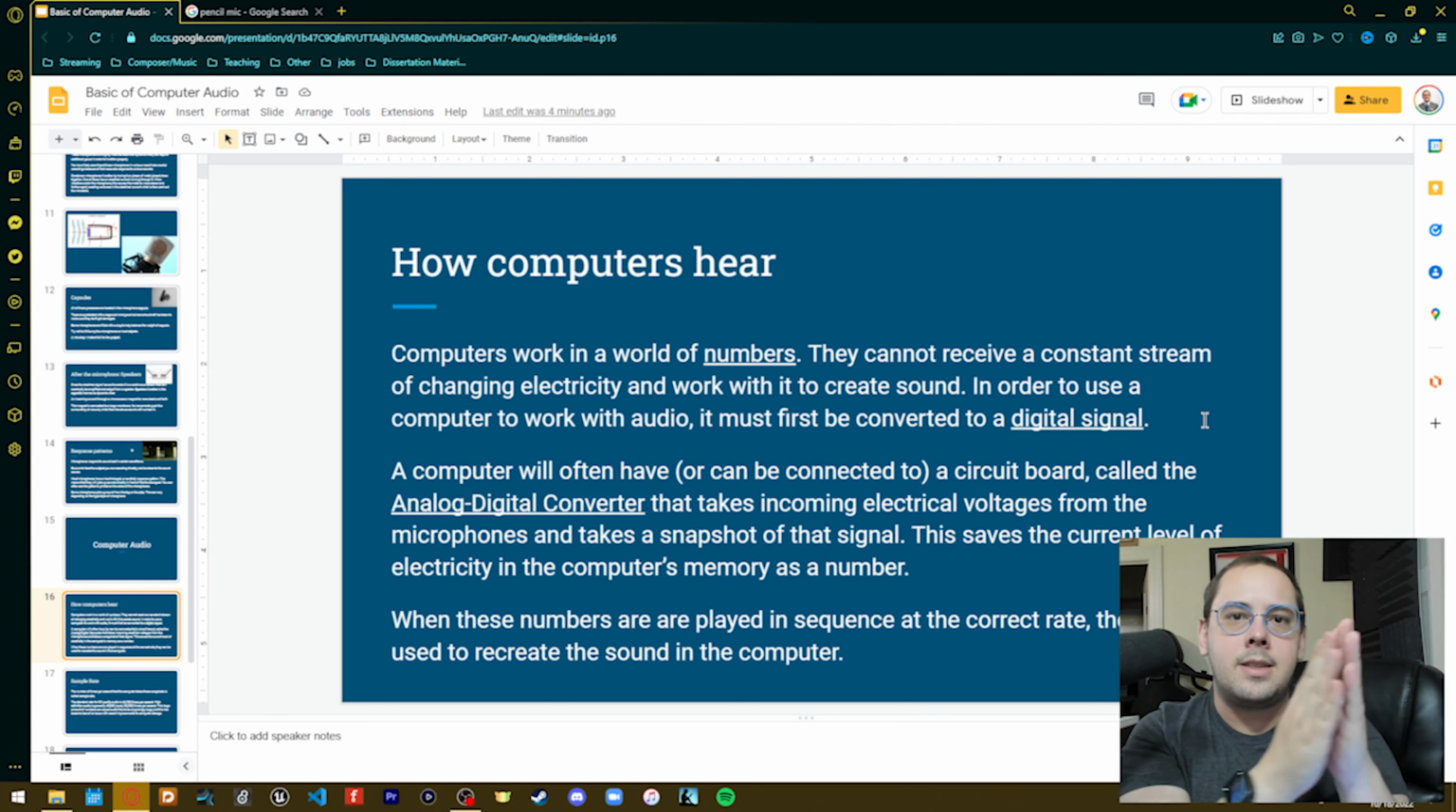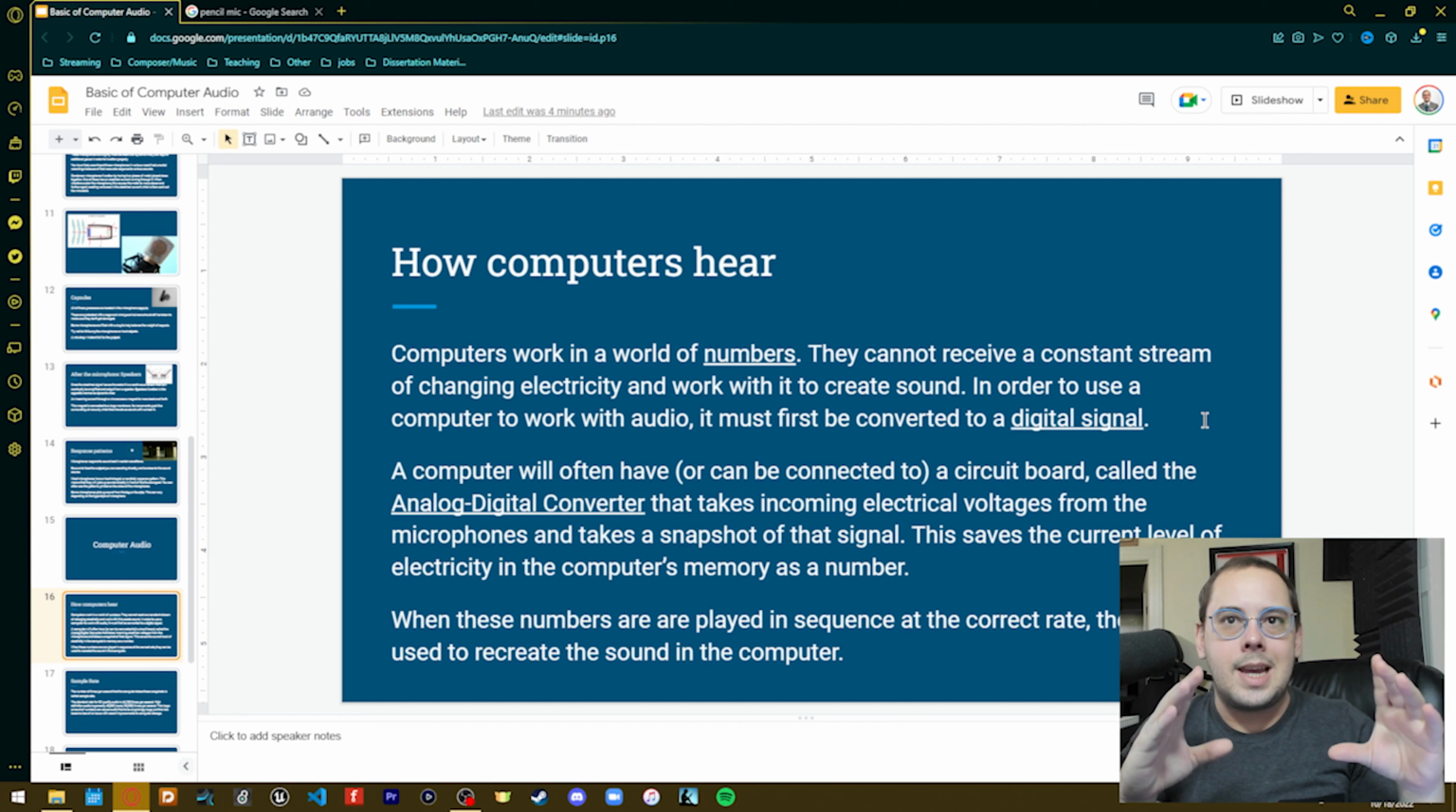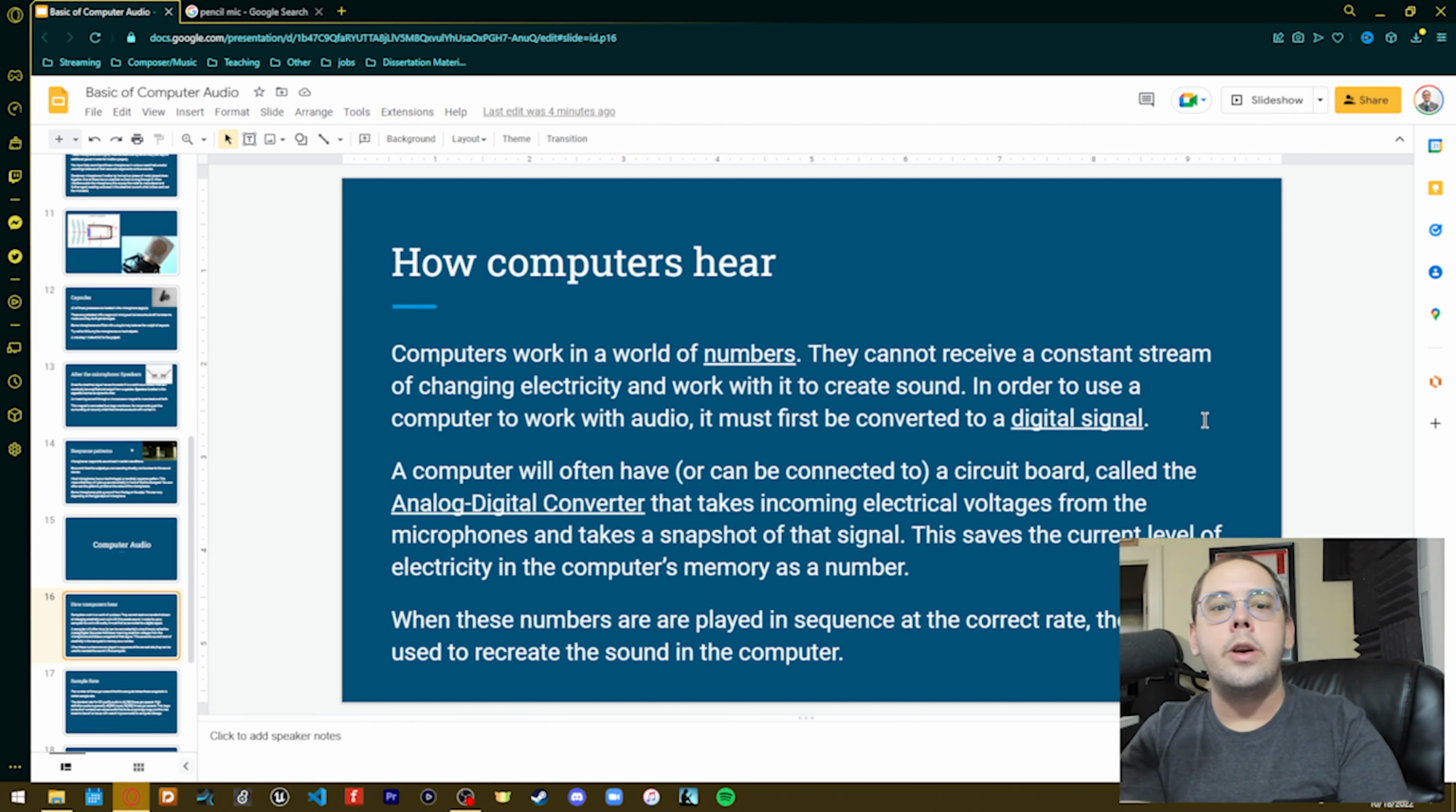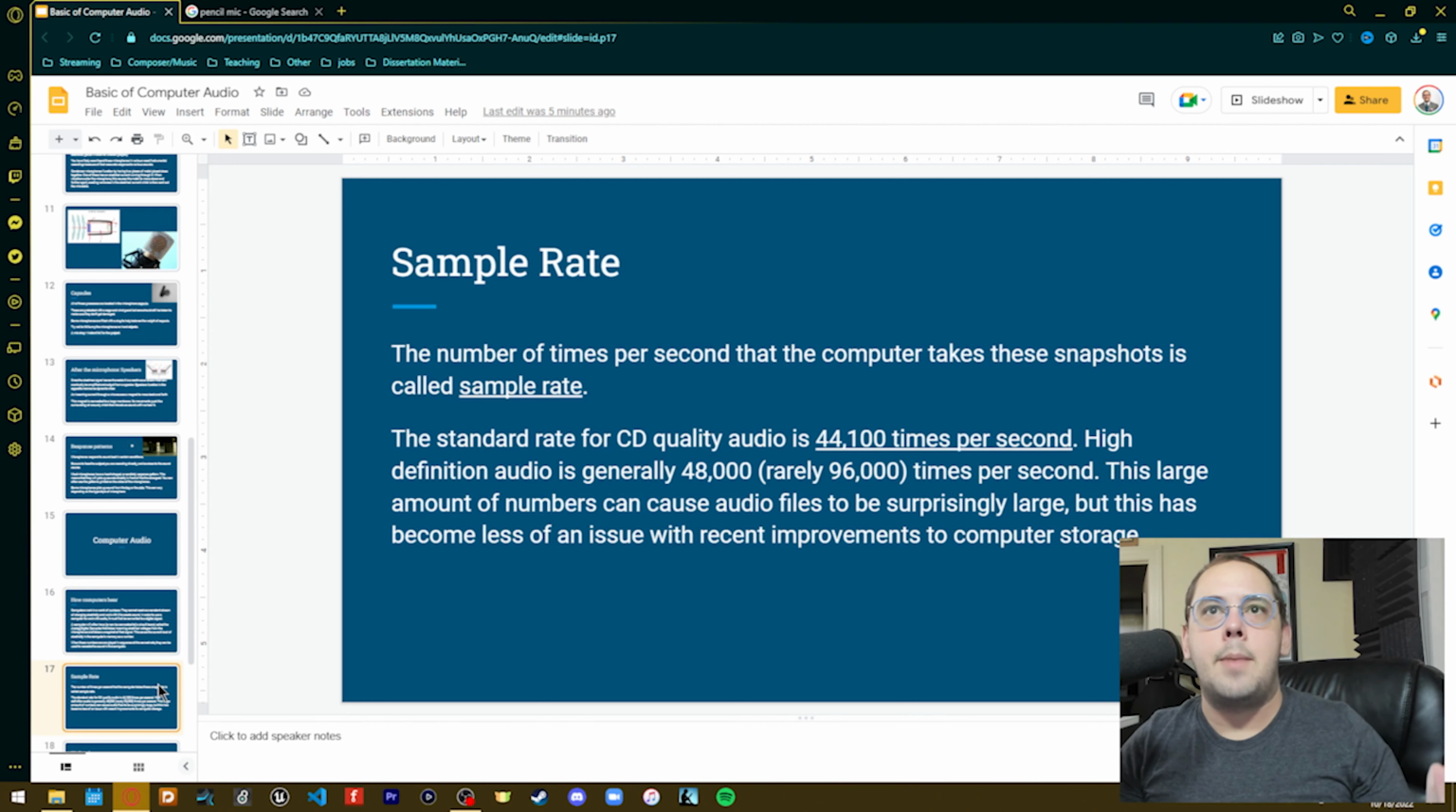And it saves these numbers in a big sequence, and then it'll play through them in order, and that will represent the approximate amount of voltage that was in that microphone recording. The frequency that this happens is called the sample rate, and those individual snapshots are called the sample.